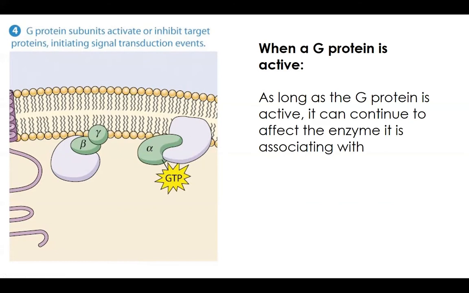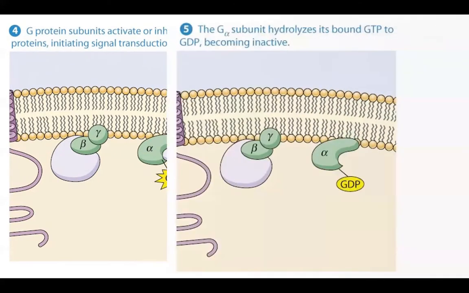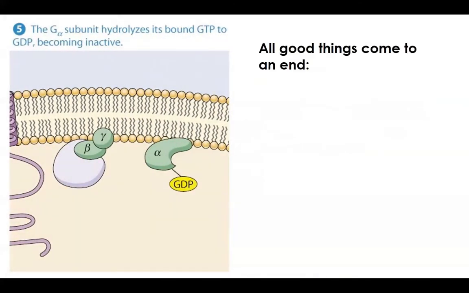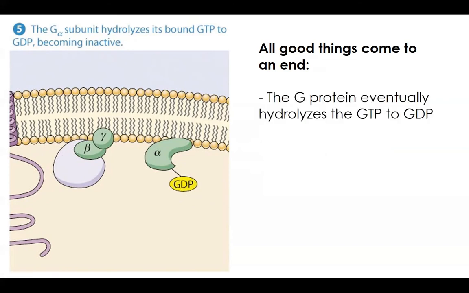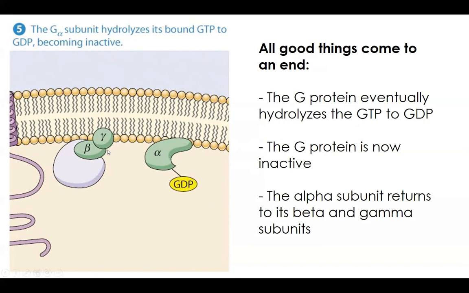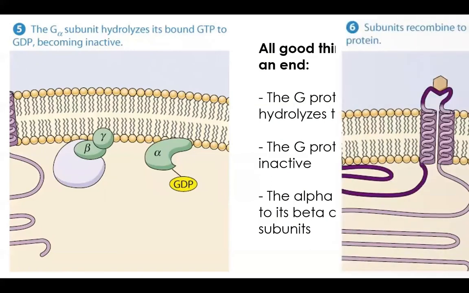So let's take a look. After some time, notice what's going on here. After some time, the subunit can hydrolyze the GTP that it had to GDP, which we saw when we introduced these G proteins. When this happens, this inactivates the G protein, the alpha subunit. So it goes crawling back to the beta and gamma subunits, back to its inactive form.